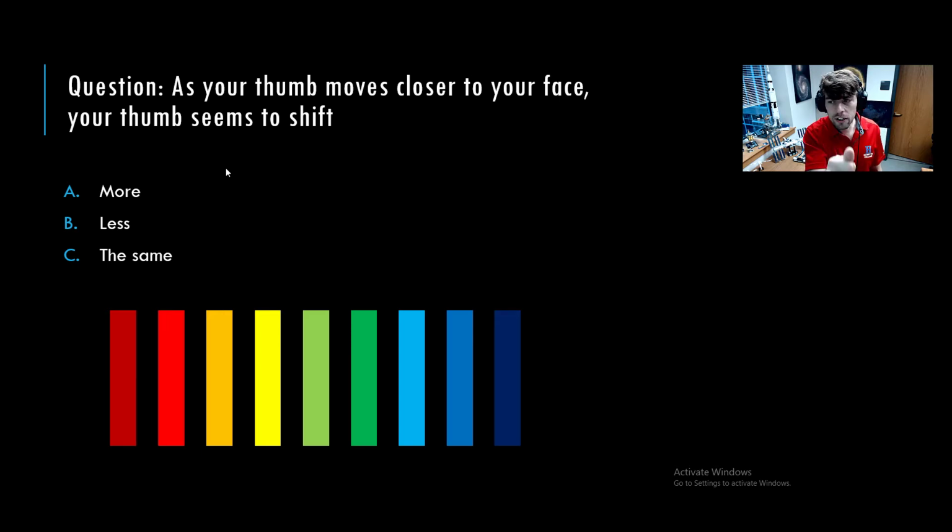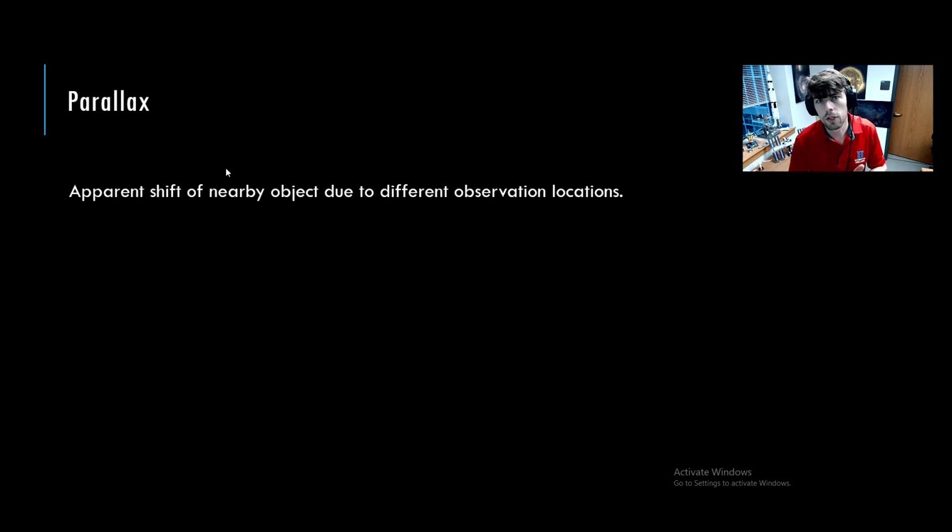As the thumb gets closer to your face, the viewing angle gets more extreme, so your thumb jumps a larger distance. We could go the opposite way as well. As you move your thumb further away, the viewing angle gets less extreme, and so you shouldn't see the object jump as much. So that's qualitative. Let's go ahead and quantify it.